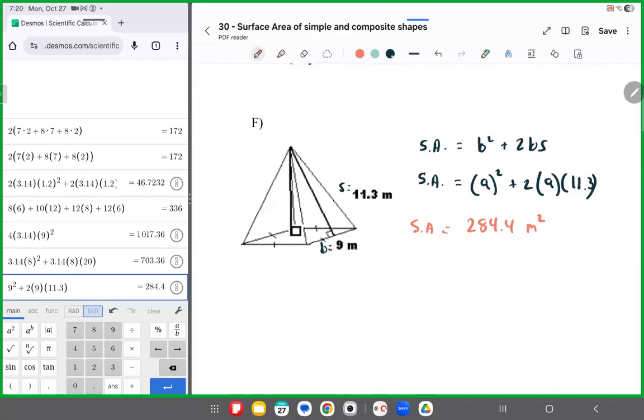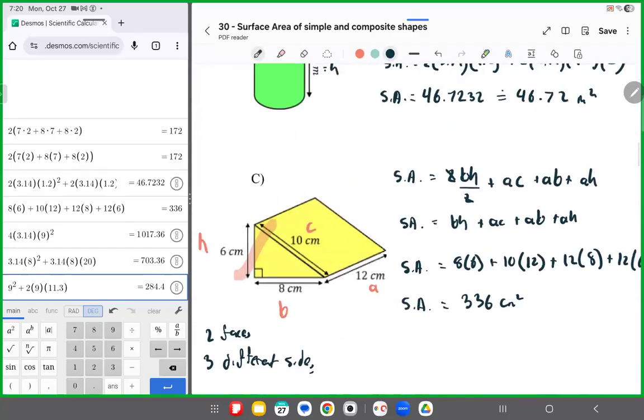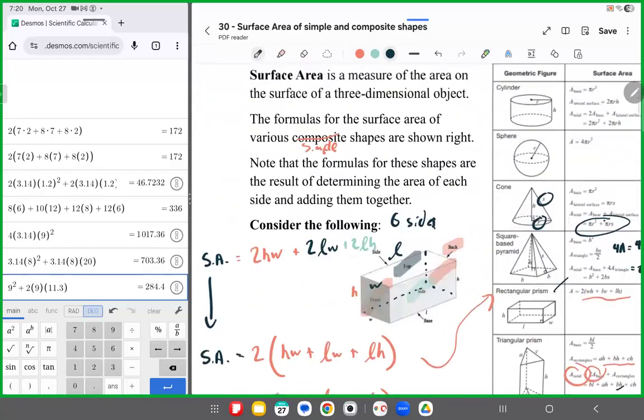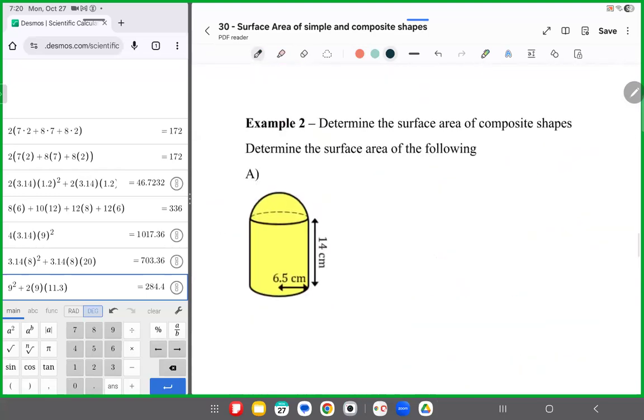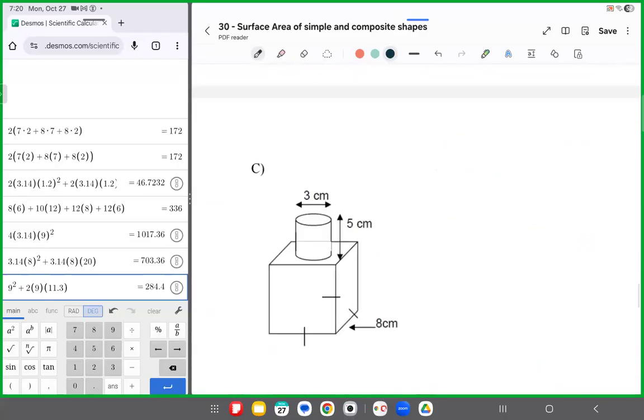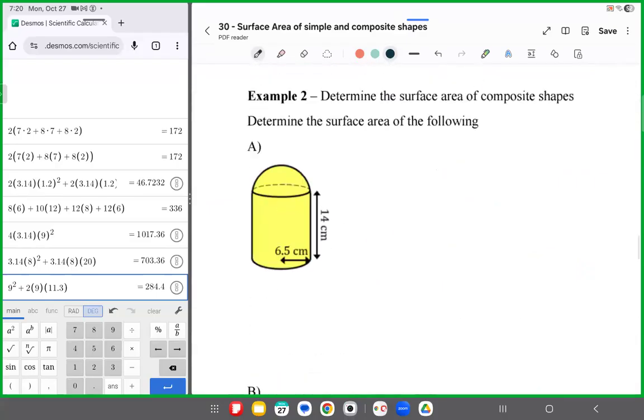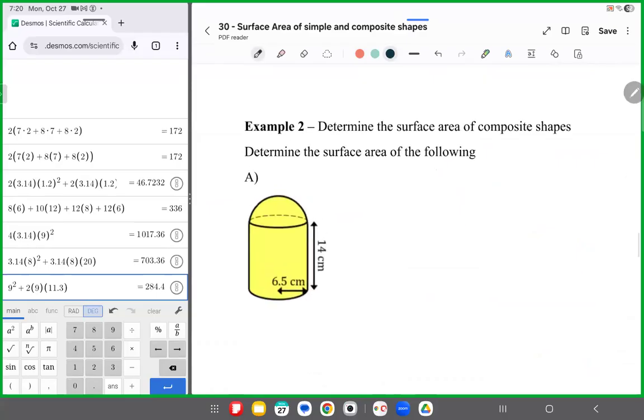Okay. So those are all the simple shapes. We've done one of each example. So let's see what happens when we start combining these. Now we're going to determine the surface area of the following composite shapes. I've got 3 of these, including one from the textbook. And composite shapes also could just be more complicated. So we'll see that in action.